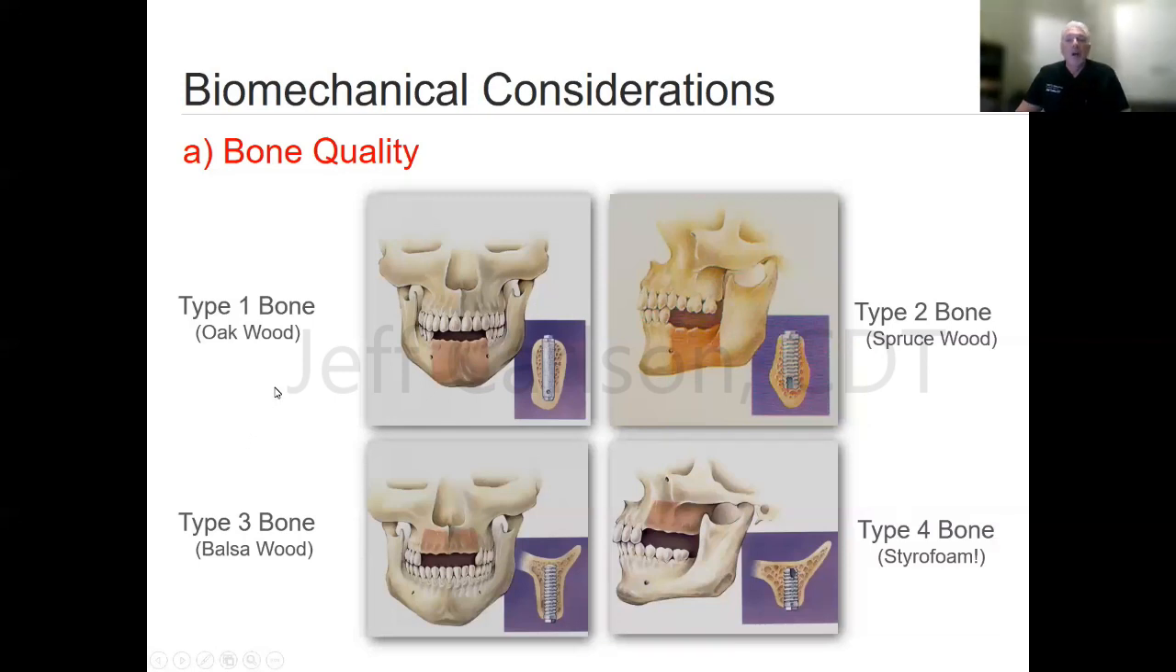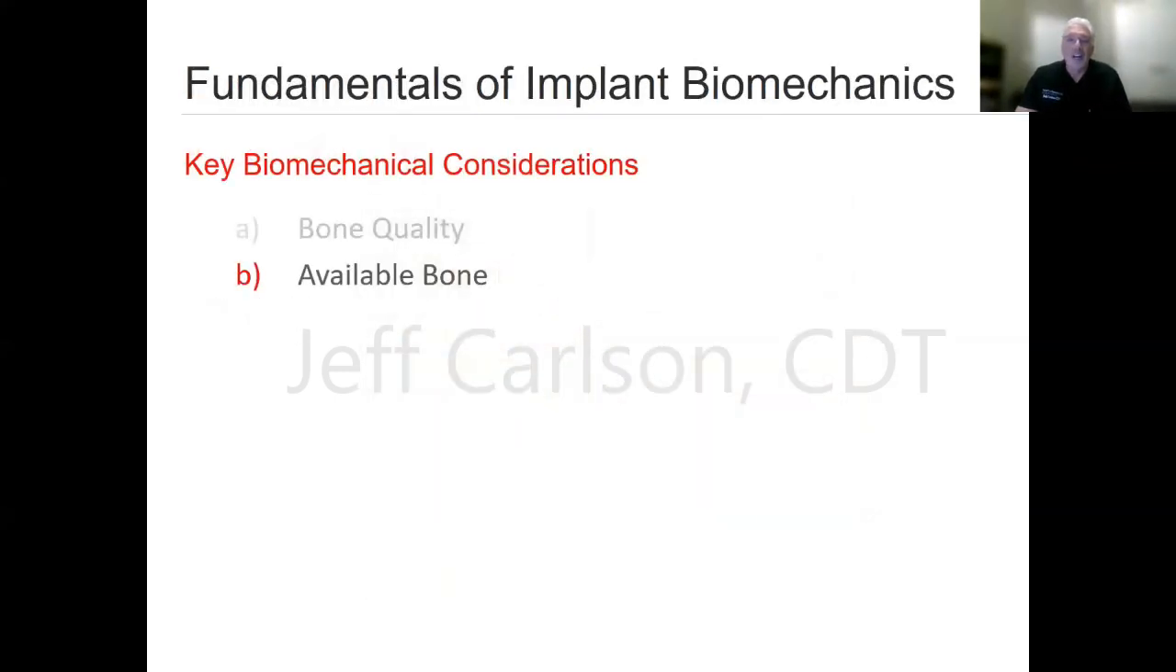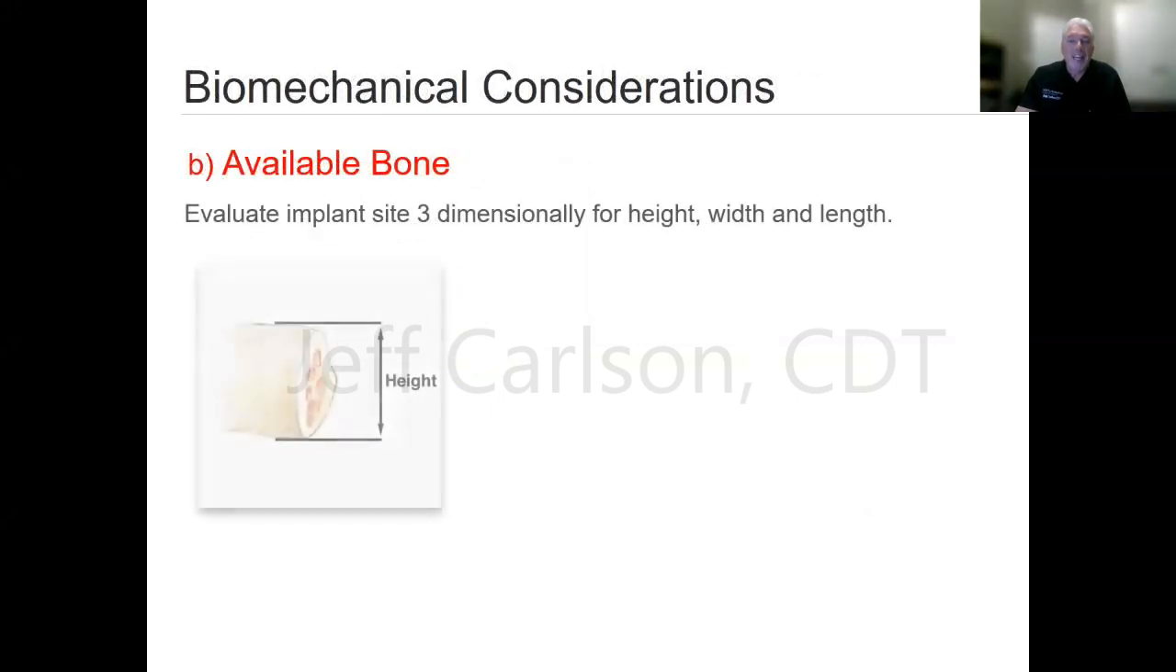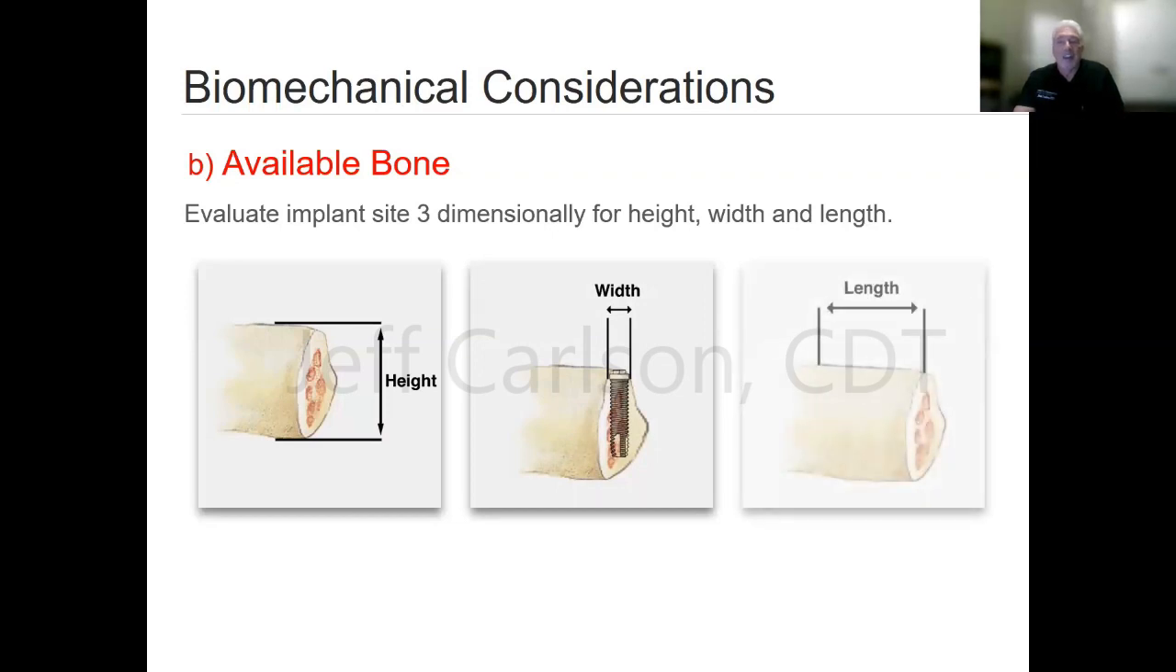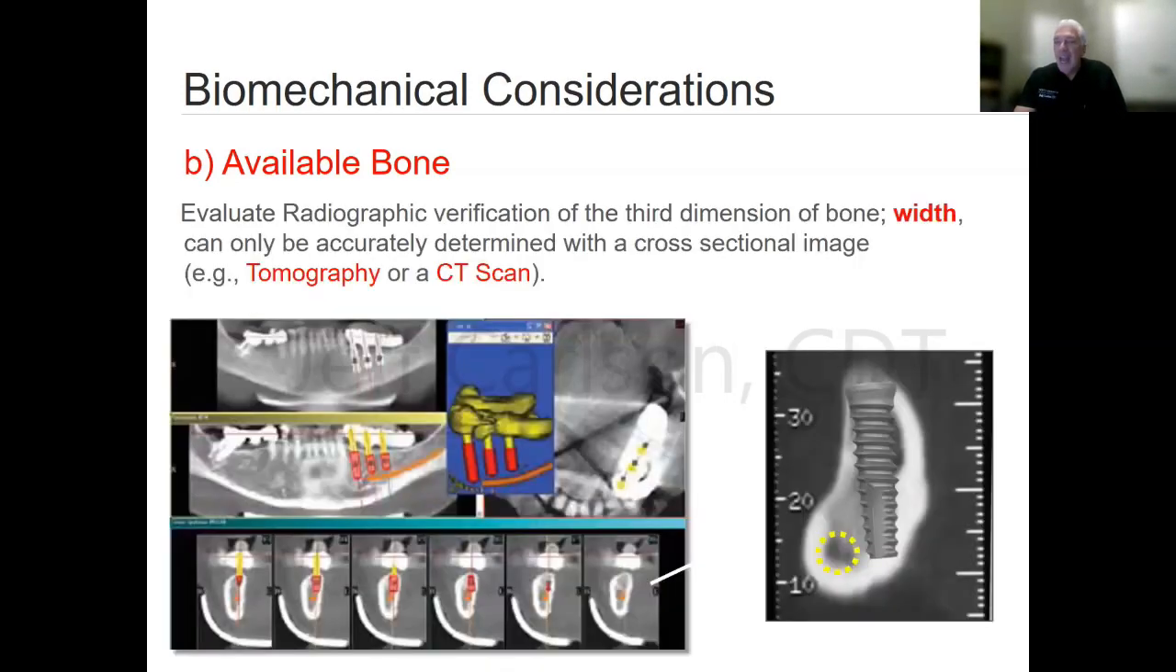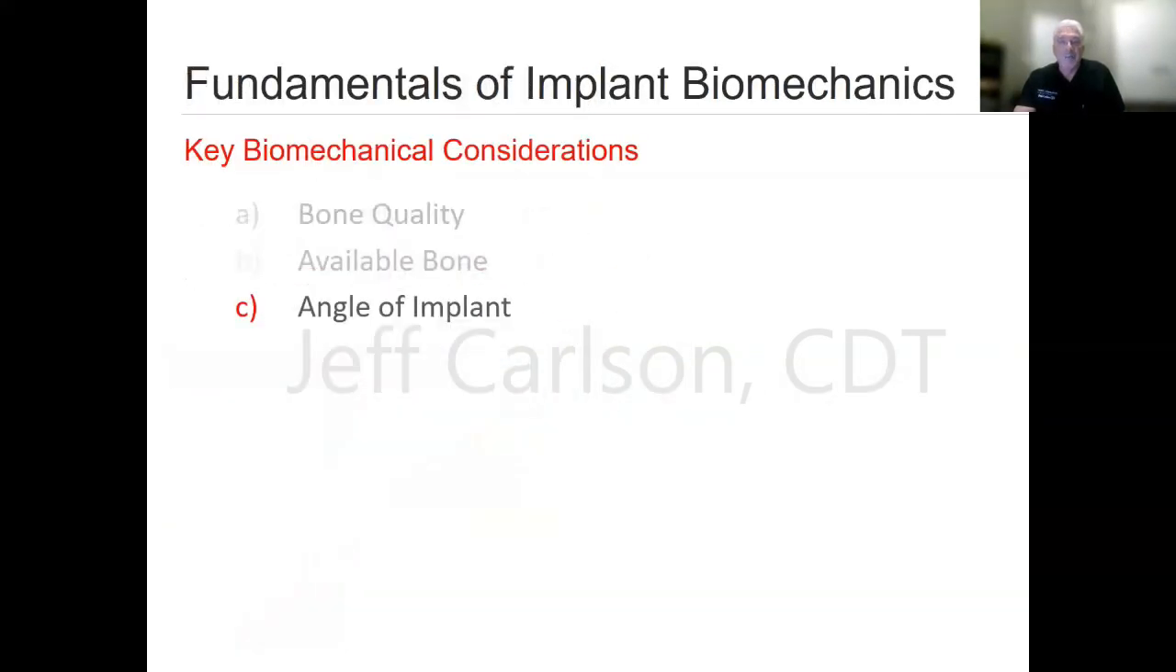Maybe you load a type 3 and maybe even type 4 with 6 implants, cross arch stabilized, based upon opposing dentition, musculature, etc. So I'm hoping that's kind of coming home with you. So we want to know about bone quality, and then we also want to know about available bone. And keep in mind that bone needs to be evaluated three-dimensionally, the height, width, and length of the bone. And that third dimension of width is going to come from your CT scans.